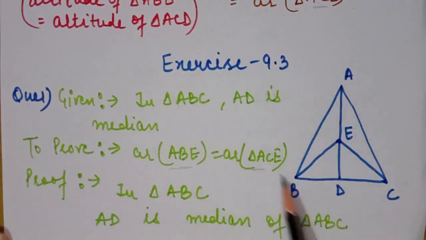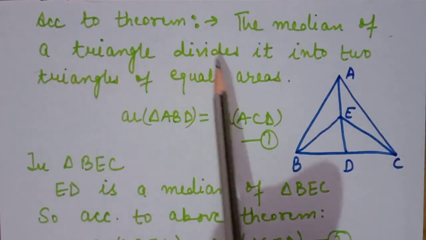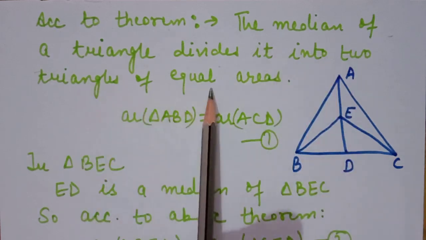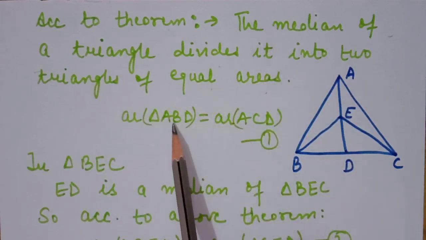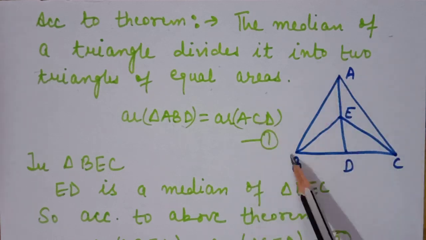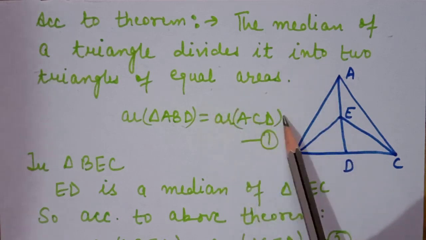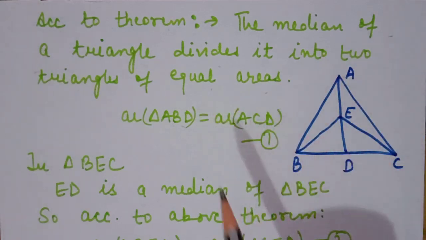Proof. In triangle ABC, AD is median of triangle ABC. Definitely it is given to us. So students, according to theorem, which theorem? That example number 3. The median of a triangle divides it into two triangles of equal area. So area of these two triangles are equal to each other. So definitely each area is equal to half of the area of ABC also.